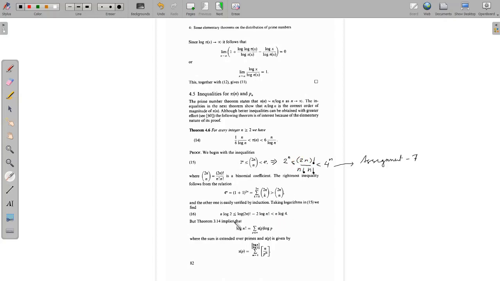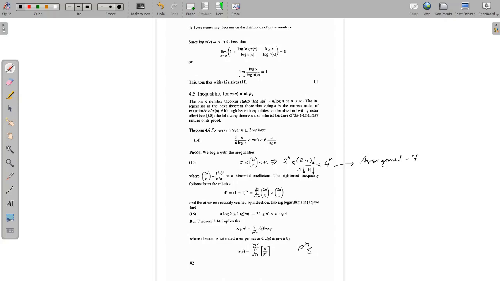Okay, now we know that log n factorial is equal to sigma over p less than or equal to n of alpha of p log p. This is what we have proved in Legendre's identity, where alpha of p is nothing but this. Alpha of p is equal to sigma m equal to 1 to the integral part of log n by log p, of the integral part of n by p raised to m. This limit can be obtained by this inequality.